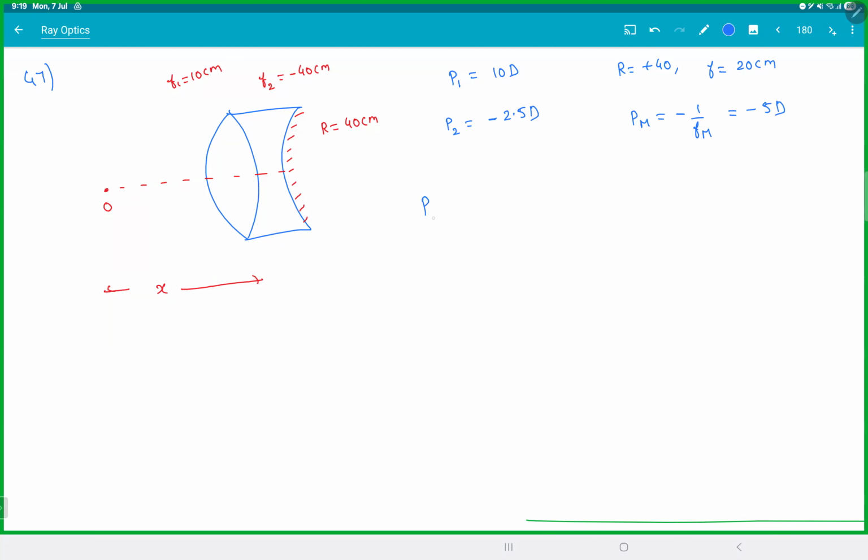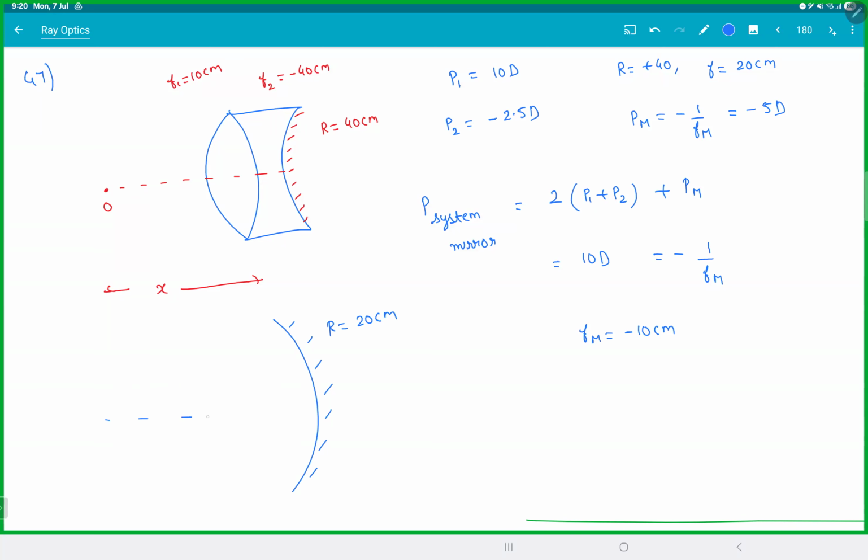So power of the system will be, and the whole system behaves like a mirror because rays are coming back, 2 times P1 plus P2 plus 1 mirror. That's 10 diopters. This will be minus 1 by FM. So focal length of this will be minus 10 centimeters. So this setup is behaving like a concave mirror whose radius is 20 centimeters. Now you tell me, for a concave mirror, where should I keep the object to get the image at the same place? At center. Therefore, this X must be 20 centimeters.